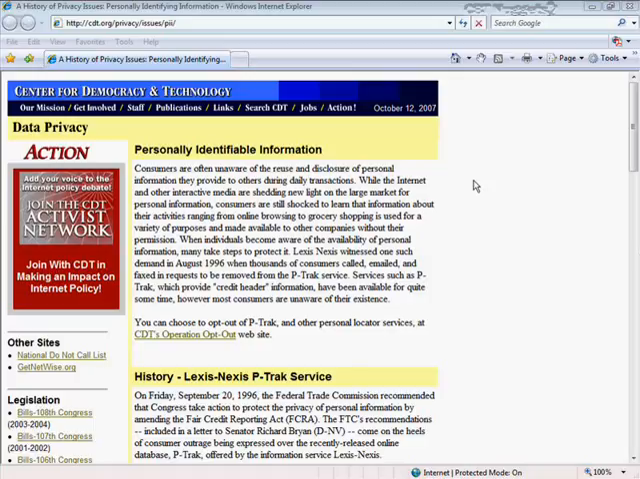I haven't given you very many homework assignments. I usually give a lot more homework out in my Nugget series, but here's one for you. I want you to go take a look at this website, cdt.org, Privacy Issues PII. It's the Center for Democracy and Technology.